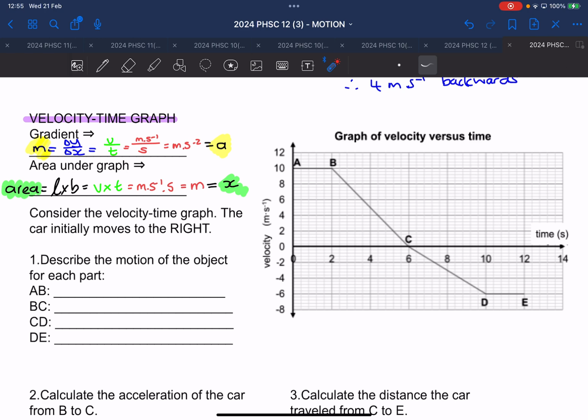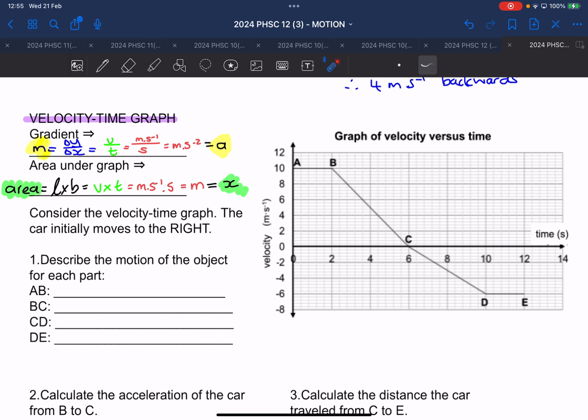Alright. So it's moving at 10. Now this here, the negative does not mean it is going in a negative direction. Negative gradient means negative acceleration, means it's slowing down. So we're moving at 10, and then I'm slowing down, down, down, until I come to a stop at C. Then from C to D, what's happening? It is going in the negative direction. It's going from 0 to 6. So it's speeding up in the negative direction. And then it's going at a constant velocity until it comes to a rest.